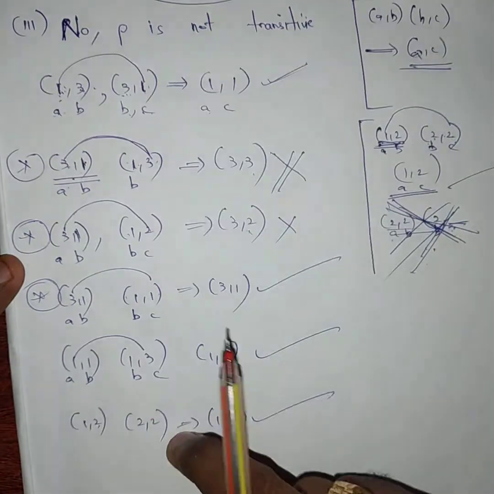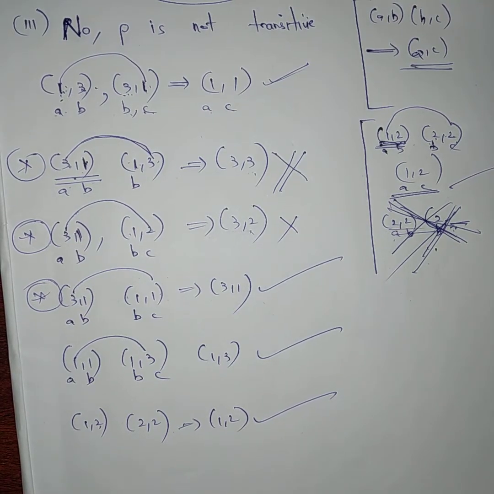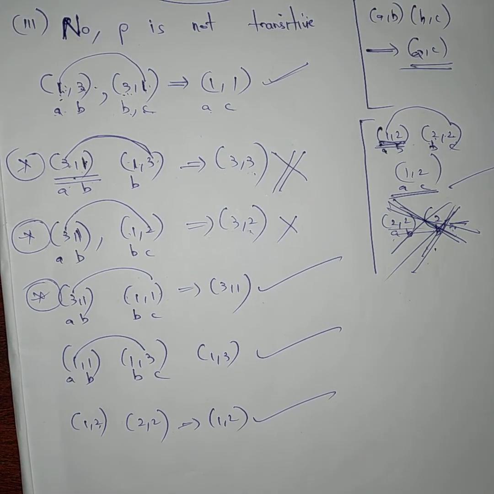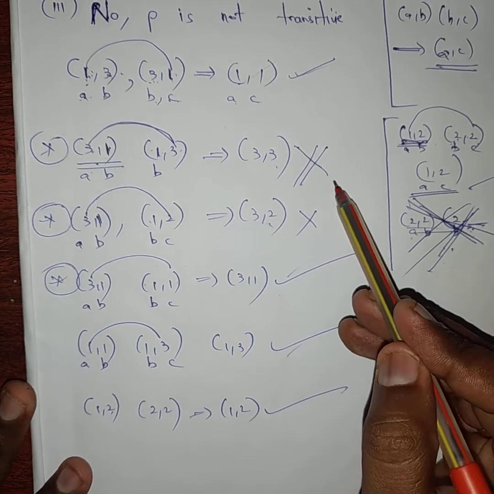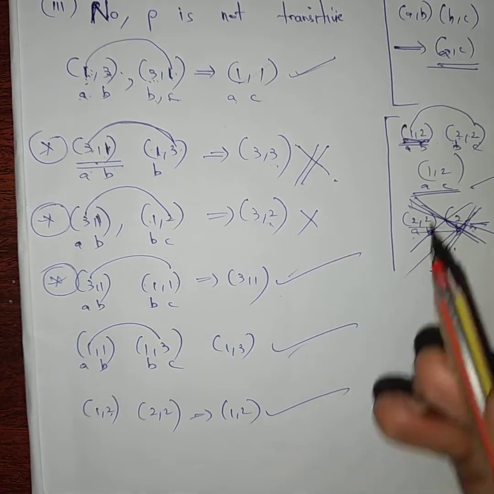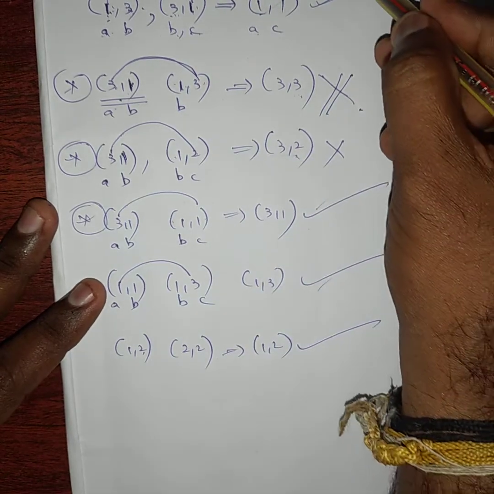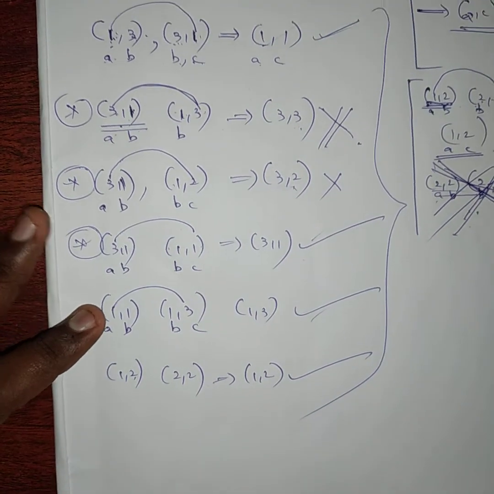Many combinations are possible. If one option is not possible, then the whole thing is not possible. If this is true, this is true, this is true, and this is true, but one combination is not true, then it is totally not true. This is all the explanation given to you.